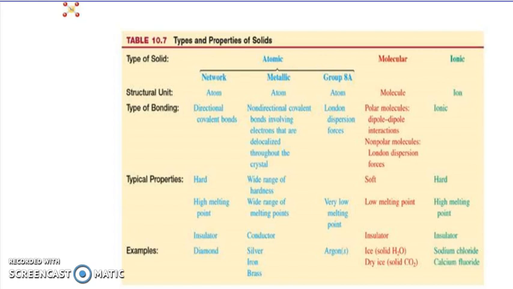So we left off, and I said I wanted to do this and not rush through it. This is putting it all together. This is what AP folks want you to know. So there are really three, four, five different kinds of solids.